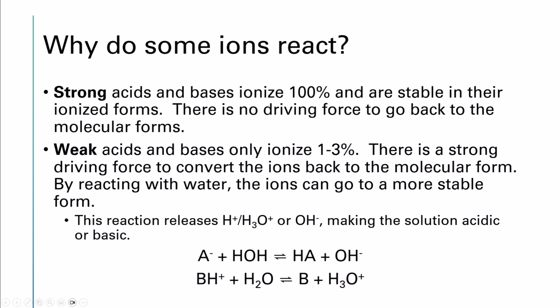Why do some ions react? Strong acids and bases ionize 100%. They're stable in their ionized forms. Sodium cation, chloride anion, nitrate anion, potassium ion. There's just no driving force to go back to the molecular form. That's in complete contrast to weak acids and weak bases. They only ionize a tiny bit. Why? Because they are much more stable in their molecular form. So there's this very strong driving force.